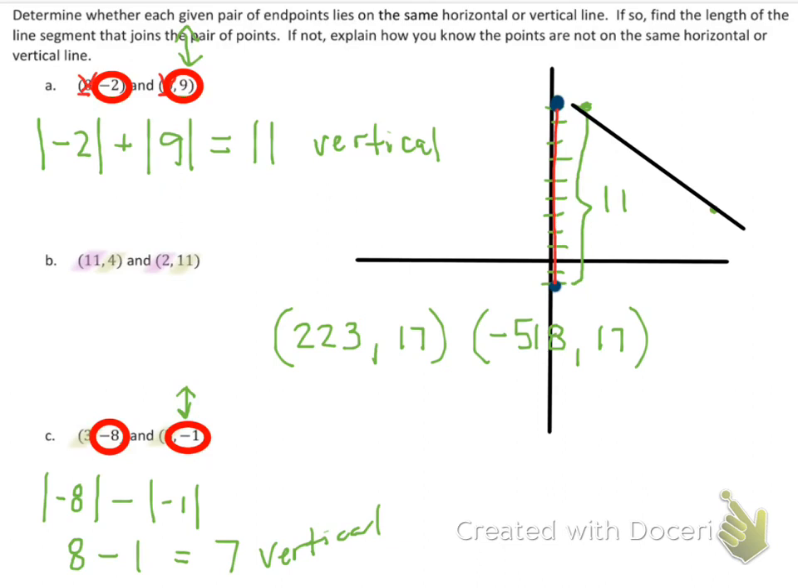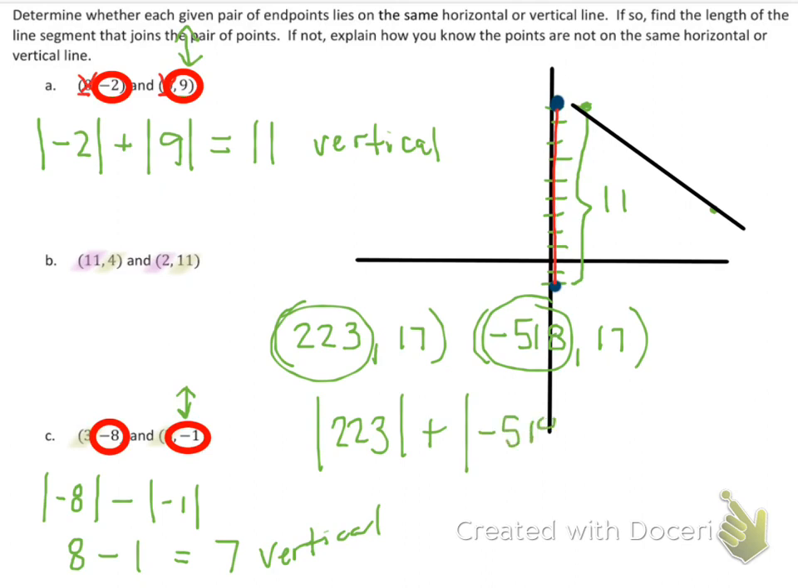Always compare the things that are different, the ones that change, in this case the x value. And since this is an x value change, I know that it's going to be a horizontal line. And then they're on opposite sides of the number line, so I would add their absolute values. 223 plus the absolute value of -518. And this is 223 plus 518. So 741 is the answer here. 741, and it's a horizontal line.